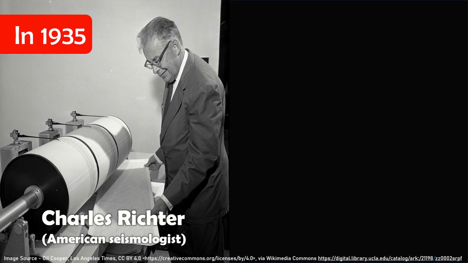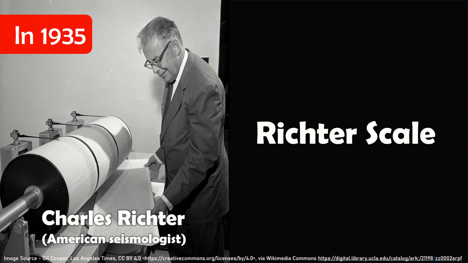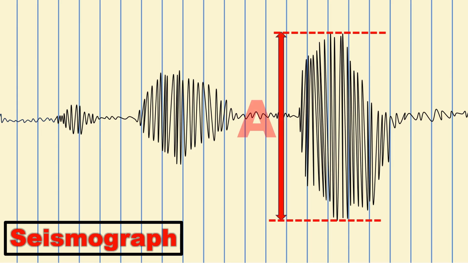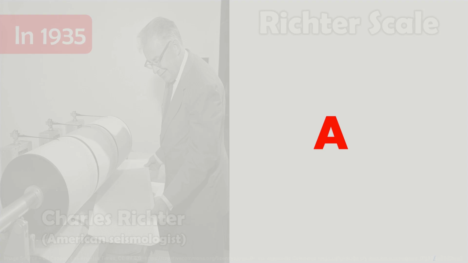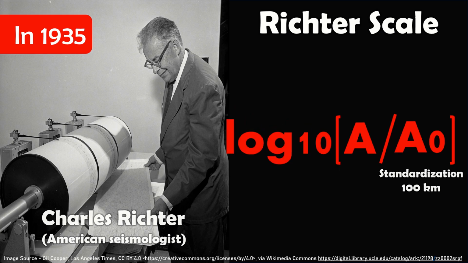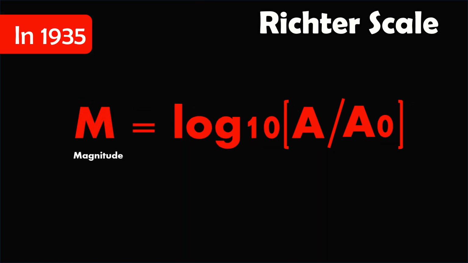In 1935, American seismologist Charles Richter created the first magnitude scale. You've probably heard of the Richter scale, but it's not commonly used today, except for measuring small, local earthquakes. Richter's method was straightforward. He measured the largest wave amplitude on a seismogram, corrected it for distance that is standardized to 100 kilometers from the epicenter, and applied a logarithmic formula to get the earthquake's magnitude.